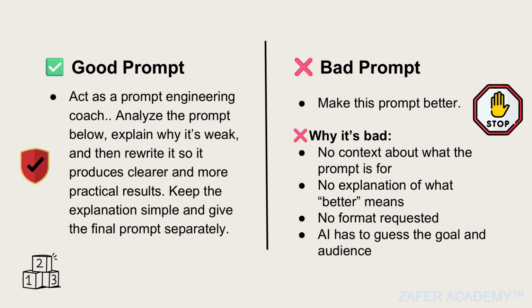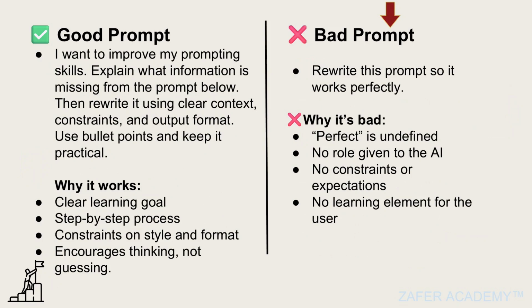Let's look at the bad prompt. It says, make this prompt better. Make this prompt better is a bad prompt, but it can still be used, right? But it's not the best prompt in our use case. So why is it bad? There's no context about the prompt, what it is for, no explanation of what better means, no format requested. AI has to guess the goal and the audience, right? So basically that's it.